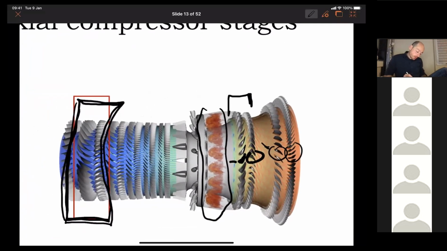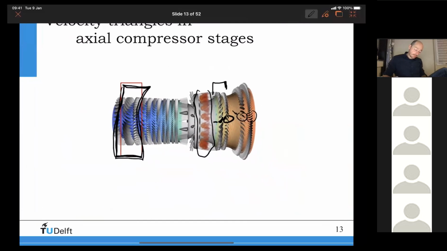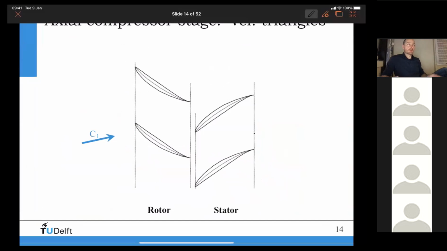But I can also do the same for the compressor. But as we know, the compressor has first the rotor and then the stator, because I want to add work to increase the pressure. And I don't want to extract work by expanding the flow. And so I have the rotor here. Again, I use the same equation: C equals W plus U. I mean, probably you have already seen this in other classes, also in the bachelor. This is discussed already.